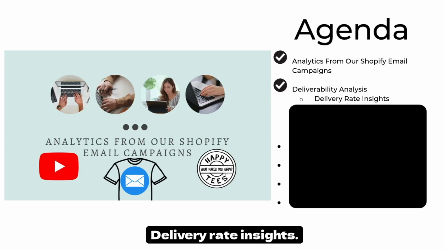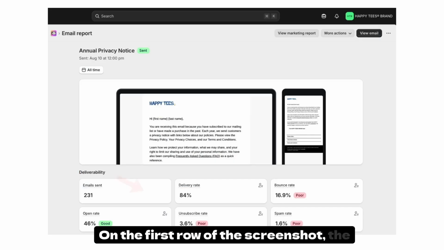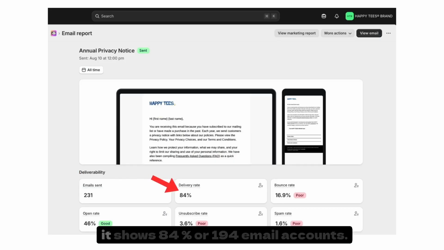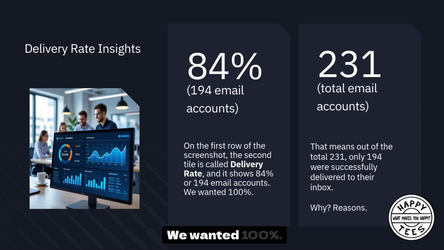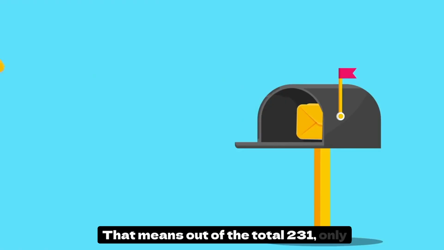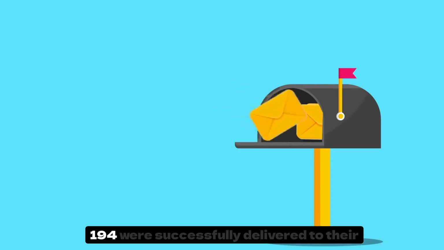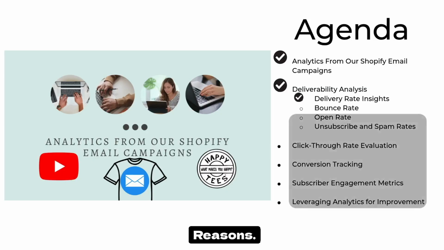Delivery Rate Insights. On the first row of the screenshot, the second tile is called Delivery Rate, and it shows 84% or 194 email accounts. We wanted 100%. That means out of the total 231, only 194 were successfully delivered to their inbox. Why? Reasons.